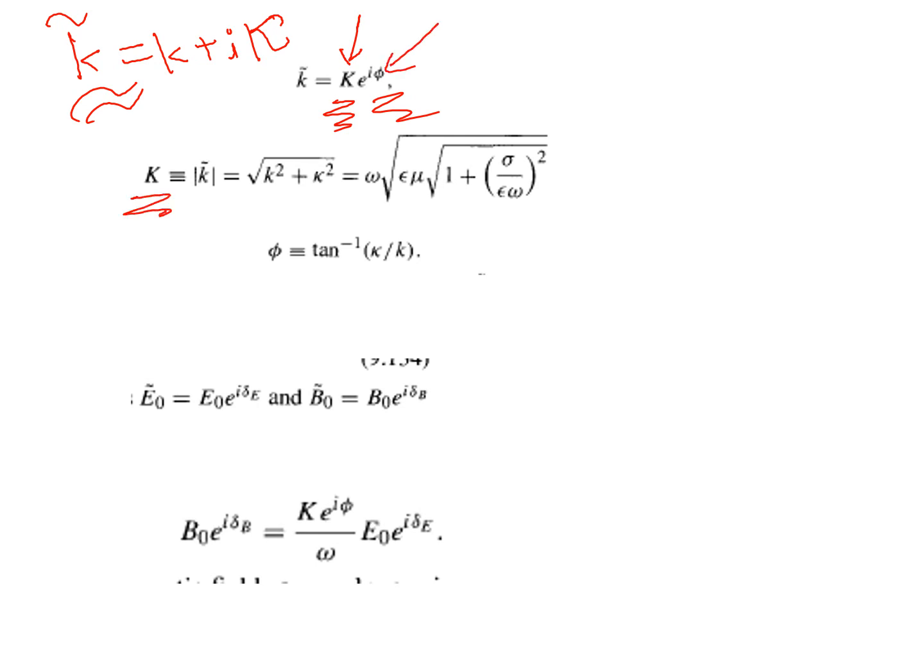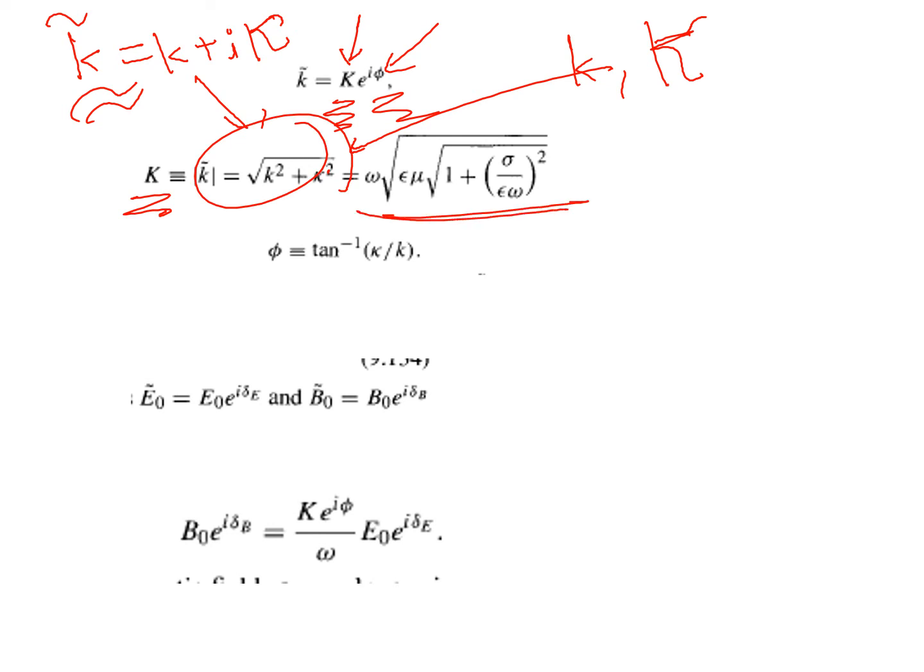So capital K is the modulus of the complex k, that is, k complex is equal to k plus i kappa. So its magnitude is the square root of k square plus kappa square, and we know the values of this k and kappa, we already derived. Substituting this in the root of k square plus kappa square, you will get omega times root of epsilon mu times root of 1 plus sigma by epsilon omega whole square. You can try this calculation. This is simply by substituting this k square and omega square, you will get this expression.